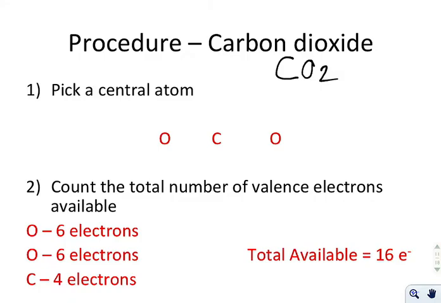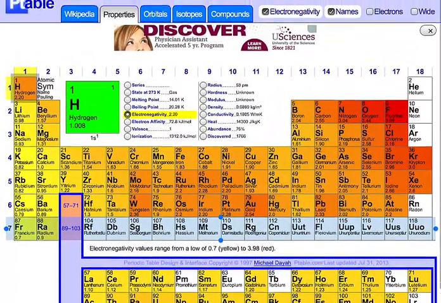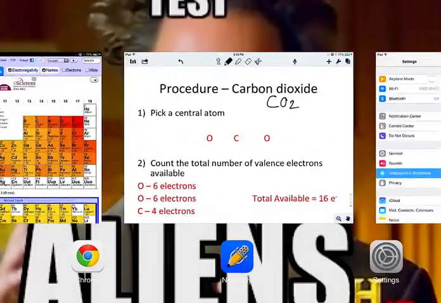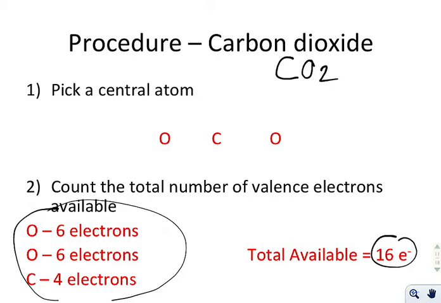If you look at the periodic table, remember carbon's in group 14, so it has 4 valence electrons. Oxygen's in group 16, which means it has 6 valence electrons. So as a result, you get oxygen, oxygen, carbon, and you have 16 total electrons. We have 16 electrons to make each one of these elements satisfy the octet rule.